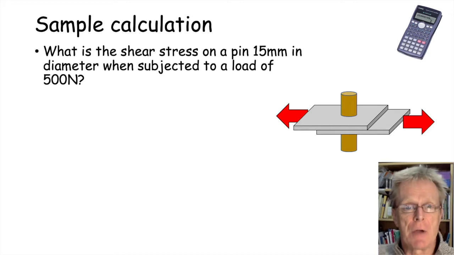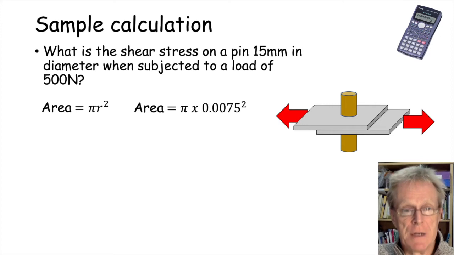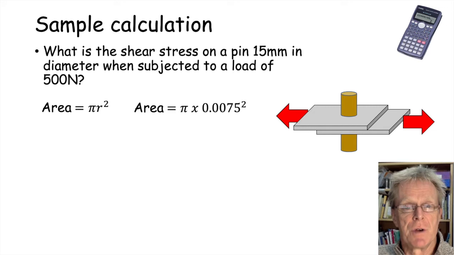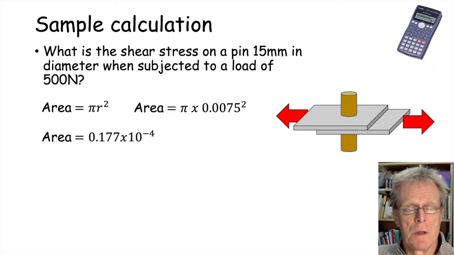First thing to do is to calculate the cross-sectional area of the pin. So area, as we know, is pi r squared, and in this case the radius, we've got to convert from 15 millimeters into meters. So the radius is 7.5 millimeters. Divide that by 1,000 to convert to meters is 0.0075 squared to calculate the area, and that comes out to 0.177 times 10 to the power of minus 4 meters squared.